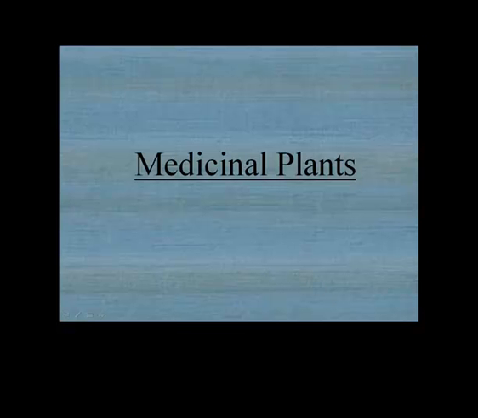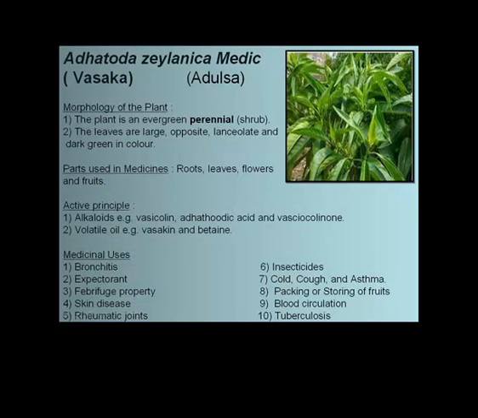Medicinal plants. Adhatoda zeylanica Medic, Vasaka. Morphology of the plant. The plant is an evergreen perennial shrub. The leaves are large, opposite, lanceolate and dark green in color. Parts used in medicines are roots, leaves, flowers and fruits.